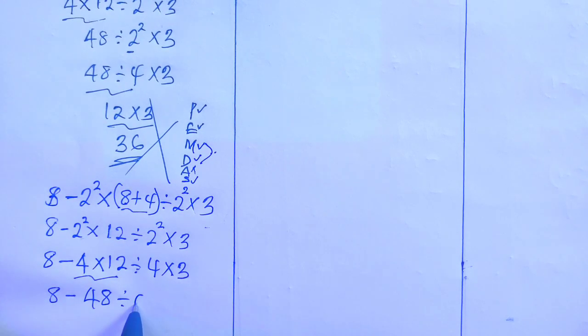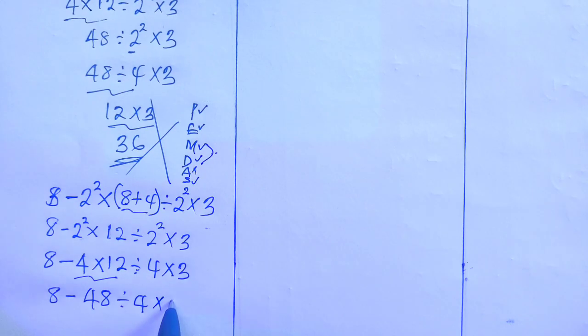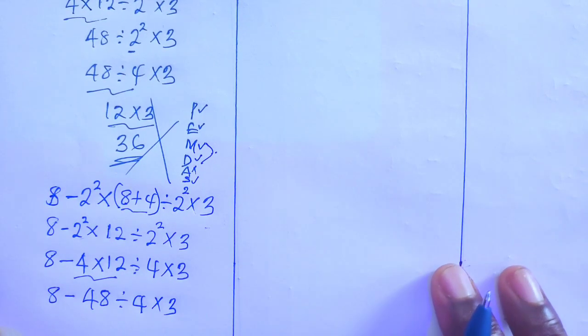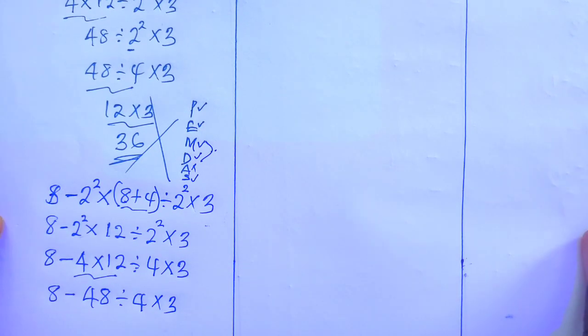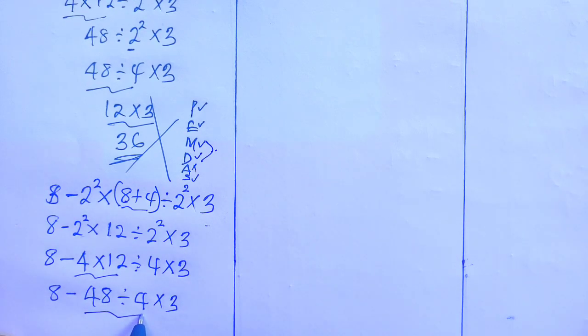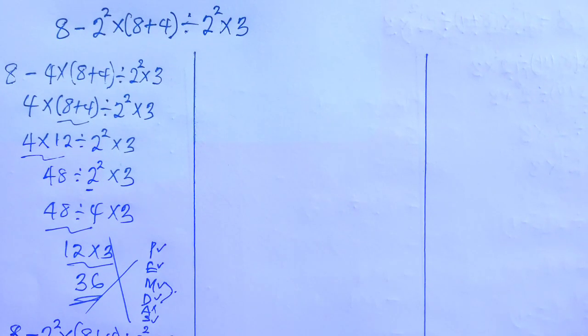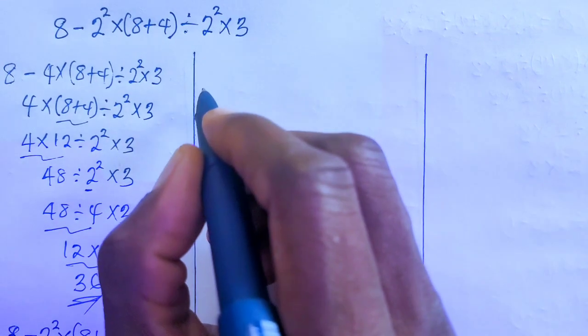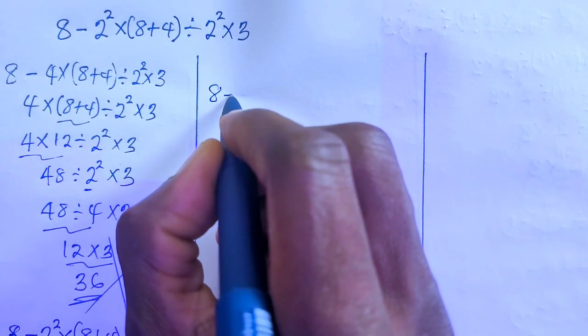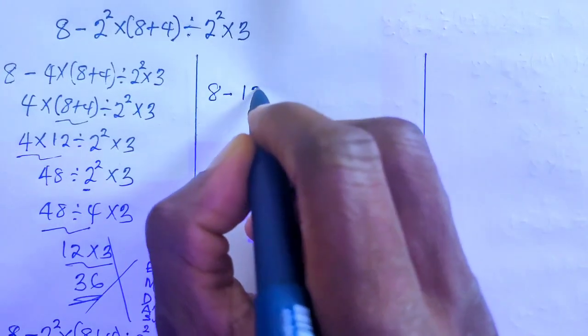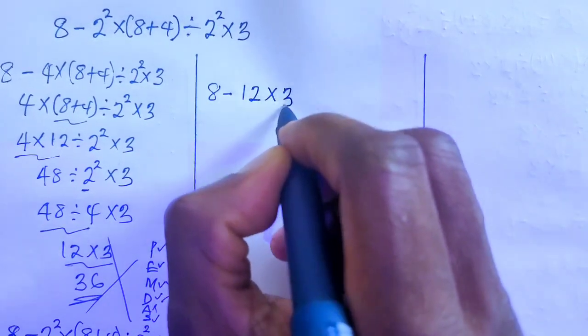then divided by 4 multiplied by 3. And again, we are going to consider division now, because at this point division comes before multiplication and subtraction. We consider division now, and we have 8 minus 48 divided by 4, that gives us 12, then multiply by 3.